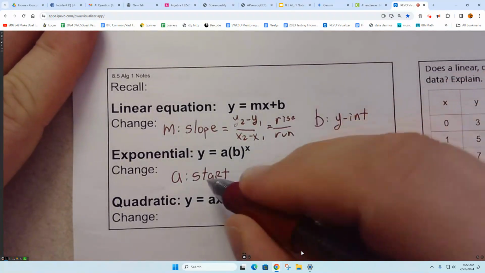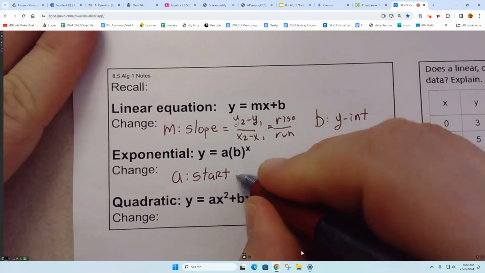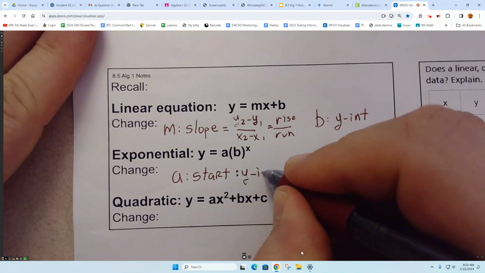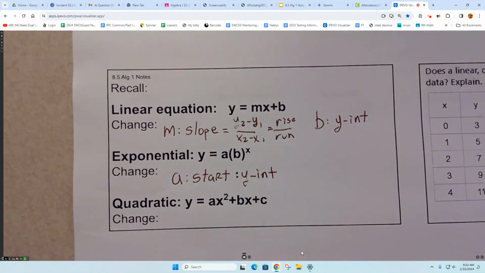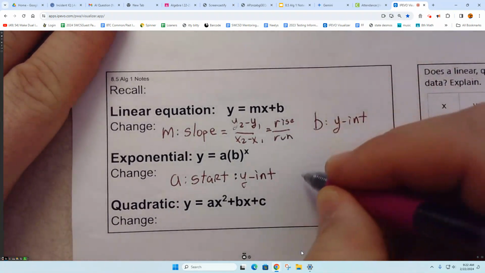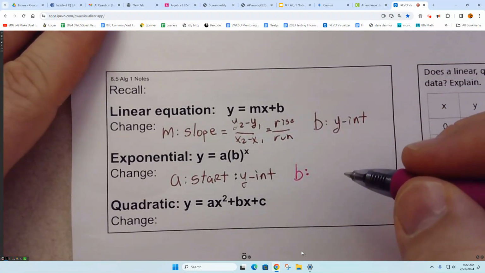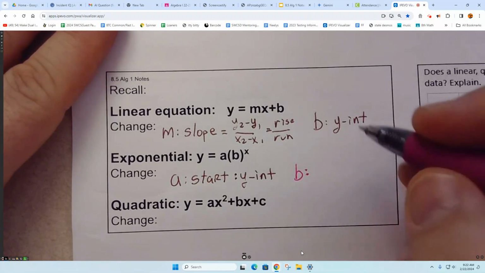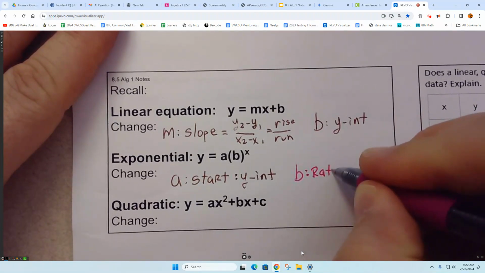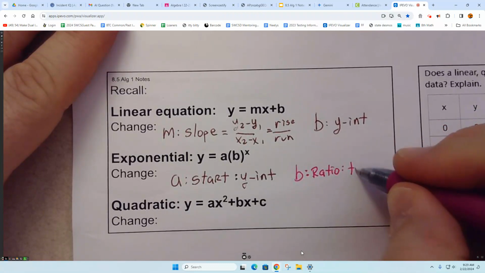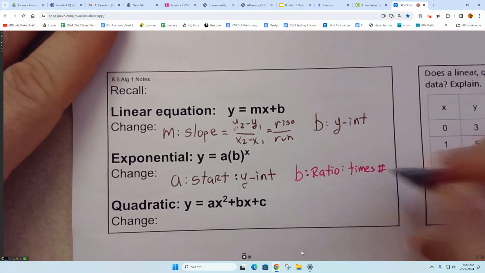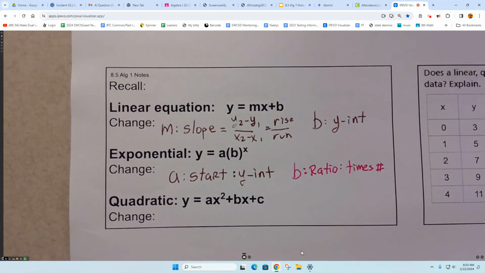Our b, so that's our start, it's our a. It's also our y-intercept if we saw a graph of it. And then our b, what was our b in this situation? It's not our slope. It is our change. It's our ratio. Or I like to just call it my times number. So if I am playing that game, double it, give the next person, they're timesing it by 2. So where do we start? We start with $1 and then we times it by 2 each time.